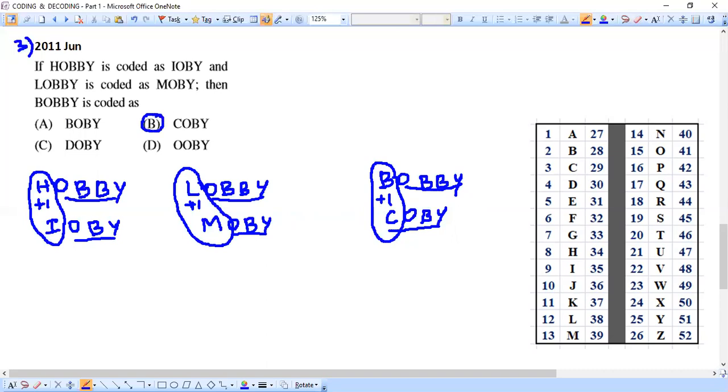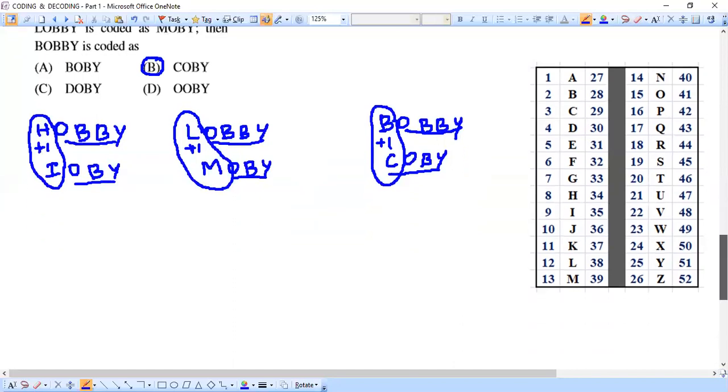So though this question looks a little strange, the way of solving it becomes much easier when we properly observe. Is it or not? Yeah, I hope you are able to understand this question also. Next, we'll move on to the next question.